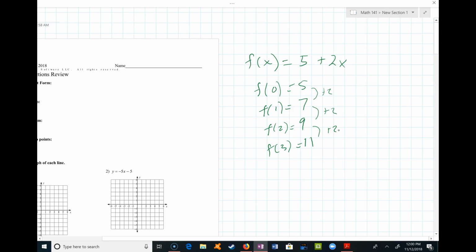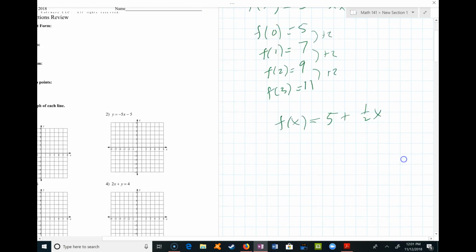So I'm starting at 5, I'm adding 2. Of course, if it was f of x equals 5 plus 1/2 x, that means I'm stepping up by half each time. So again, if I do f of 0, that's clearly 5. F of 1, that's 5.5. F of 2, that's 6. And again, you can see the step up, and we call that step up the slope.